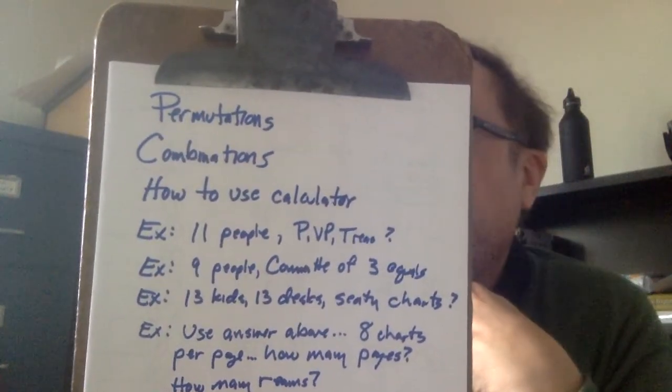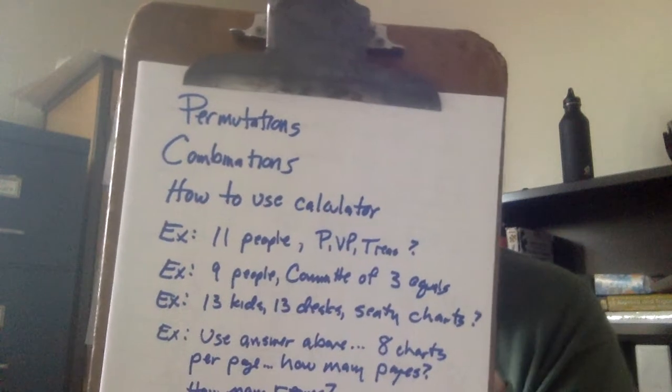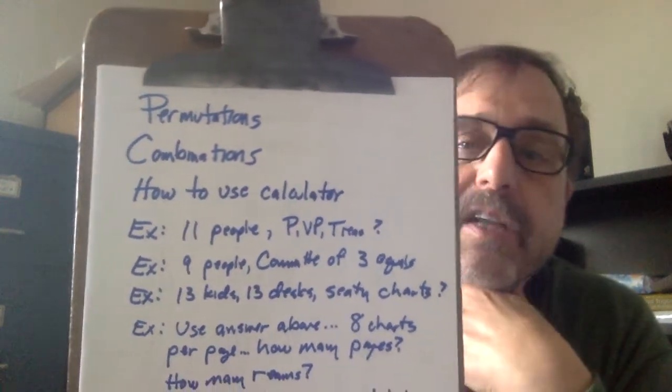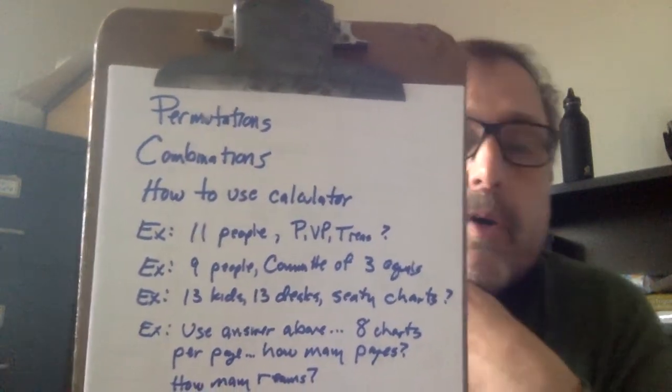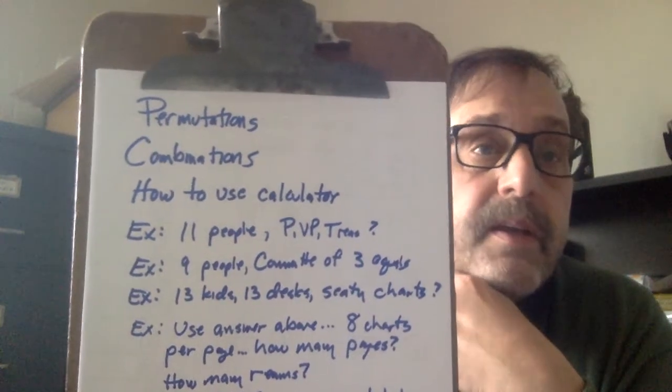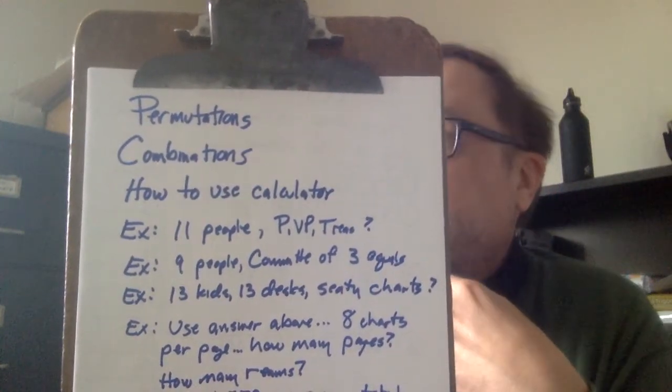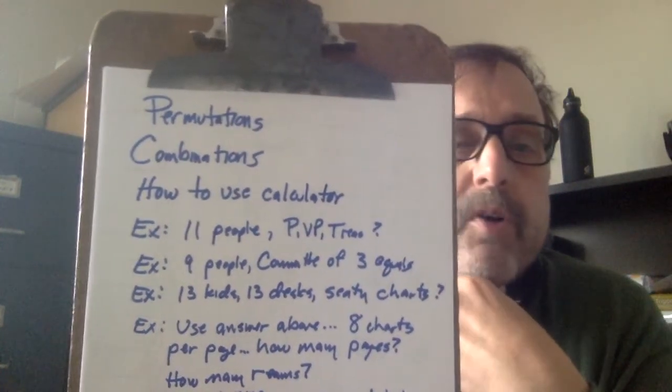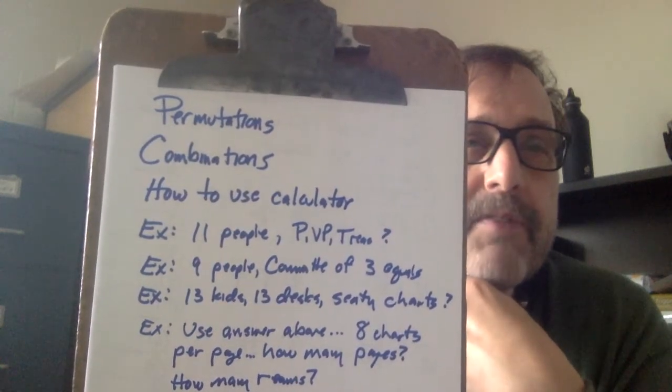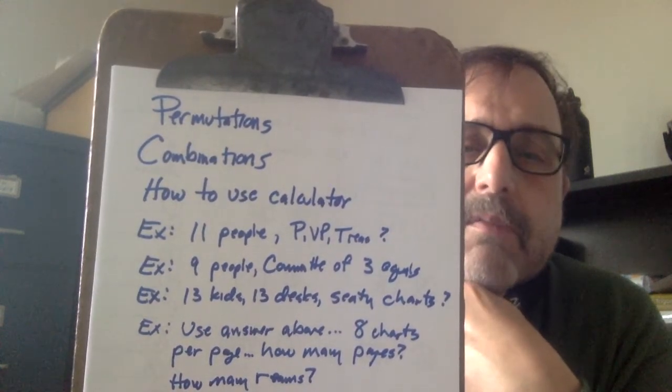First, second, third place. A committee that has a president, vice president, and a recorder. Order is important. Combination: order is not important. A committee of 3 people and all people are equal.